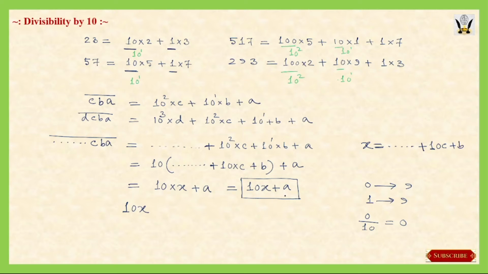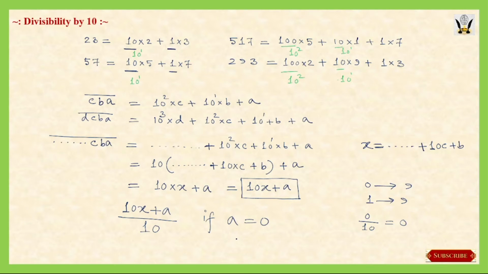And when we are focusing on a, we can see that if a is between 1 to 9, then that number will not be divisible by 10, as there will be a non-zero remainder, and that remainder is that digit itself. The only chance is if a has the value 0. Then if we divide a by 10, the remainder will be 0, and the quotient is also 0. So we can say 10x plus a will be divisible by 10. That is possible if a is 0.